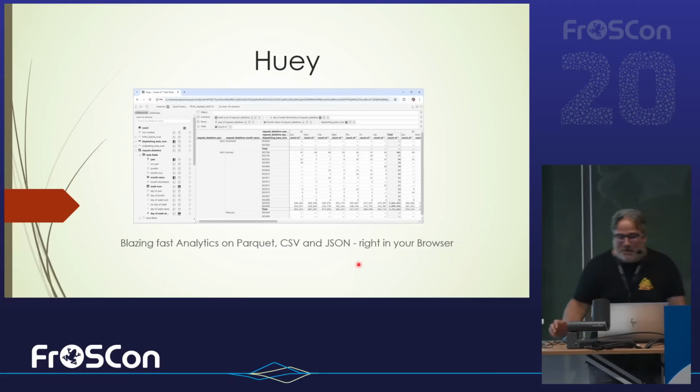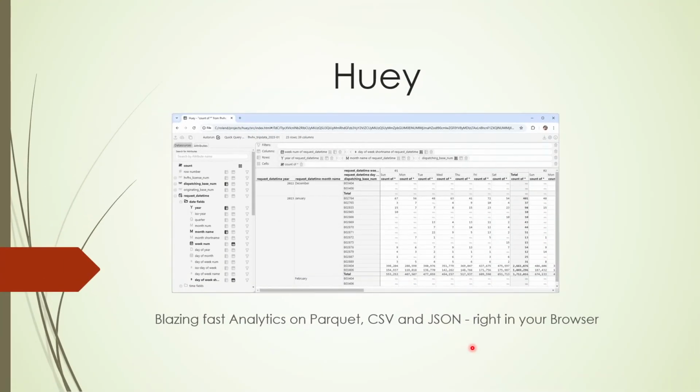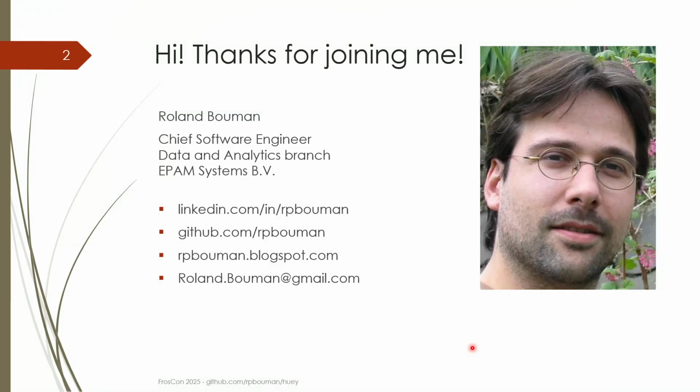So, okay, let's get started. We're going to talk about Huey, the pet project, and it's about blazing fast analytics on Parquet, CSV, JSON in your browser. Now, I know I don't like the adjectives blazing fast and that kind of stuff, but it's kind of like the template for these kinds of things.